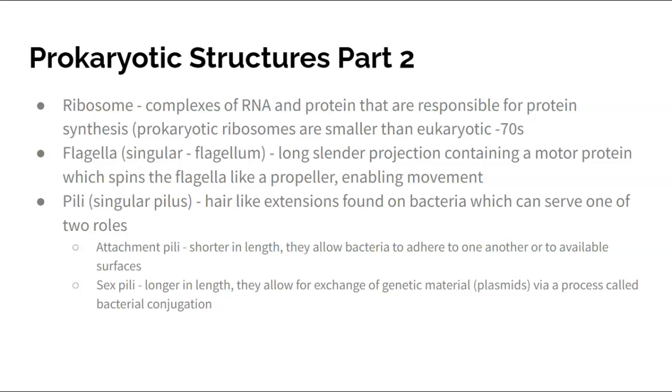Bacterial conjugation is the exchange of genetic material, so this is a way for bacteria to go through sexual reproduction, which is not usually what you think of when you think of bacteria. Normally they are just replicating clones of each other, but they can actually go through sexual replication, and it is called conjugation.